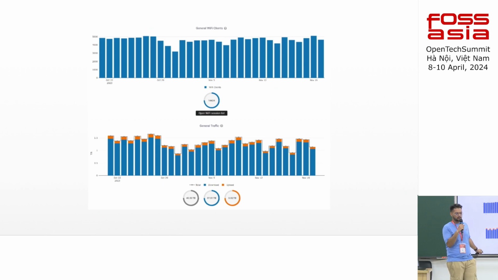And then below it, we have the general traffic chart. So we can see how much traffic is going throughout the network, and this gives a good idea of how much a system is being used.